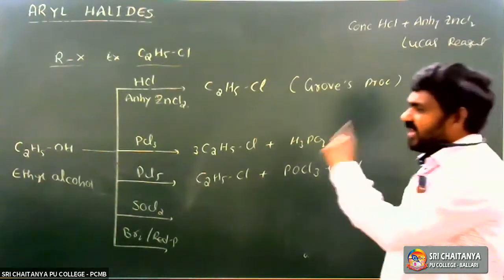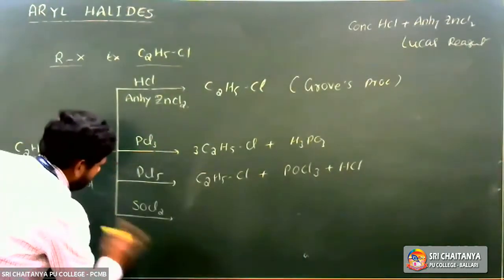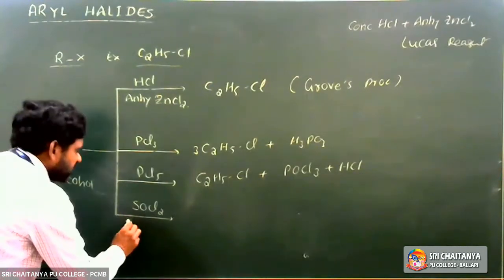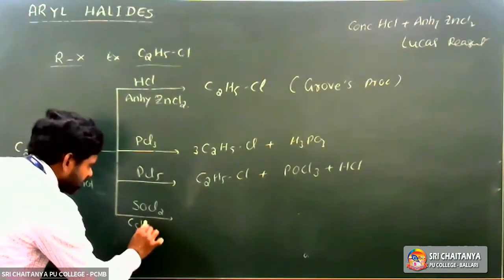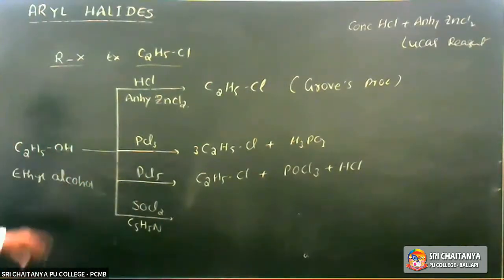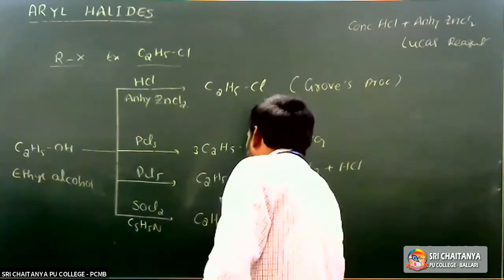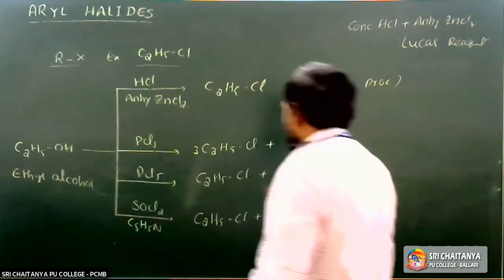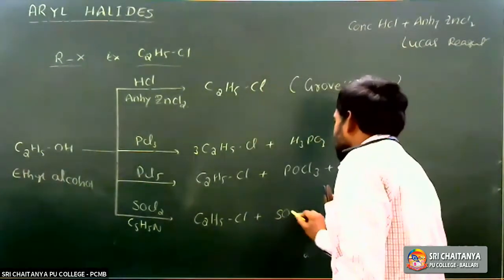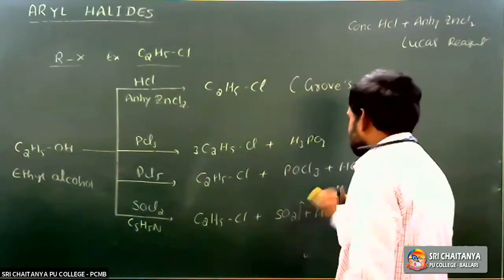Next, when ethyl alcohol is treated with SOCl2 in the presence of pyridine, C5H5N, it gives ethyl chloride, C2H5Cl. Sulfur dioxide and HCl are the byproducts, and they are in the gas state.